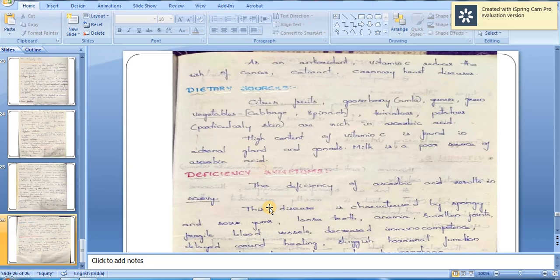Next, coming to the point, deficiencies and disorders. The deficiency of ascorbic acid results in scurvy. This disease is characterized by spongy and sore gums, loose teeth, anemia, swollen joints, fragile blood vessels, decreased immunocompetence, delayed wound healing, sluggish hormonal function of the adrenal cortex and gonads, hemorrhage, osteoporosis, etc. Most of these symptoms are related to impairment in the synthesis of collagen and/or the antioxidant property of vitamin C. And this is the overview of vitamin C, ascorbic acid.